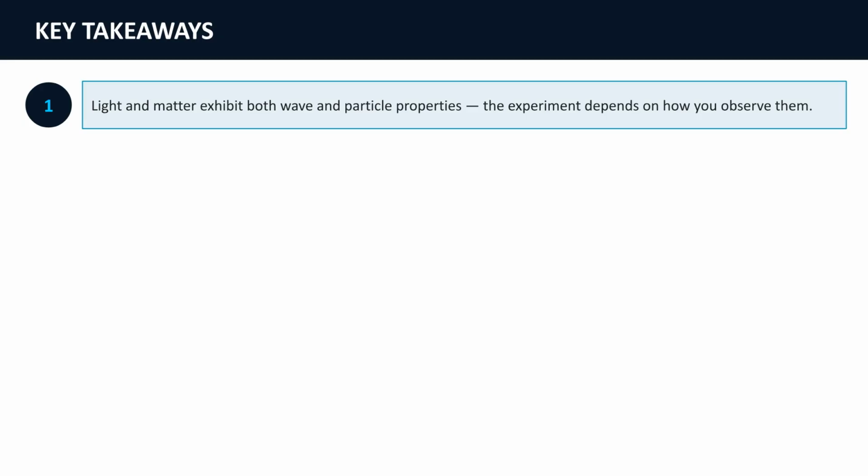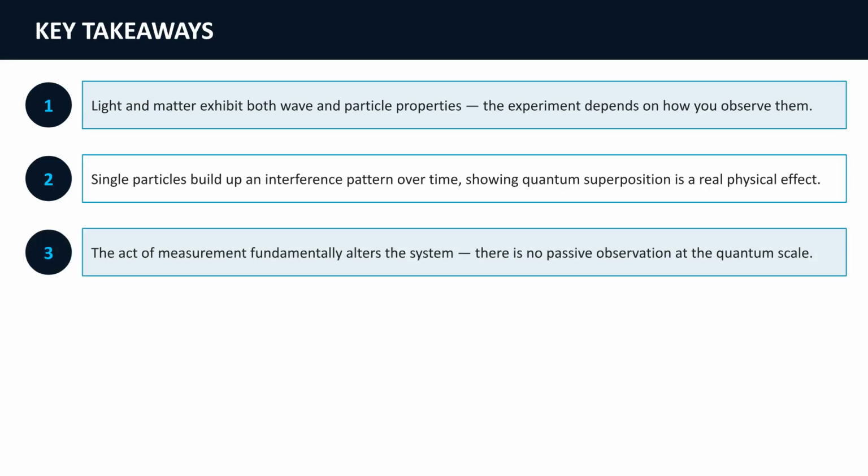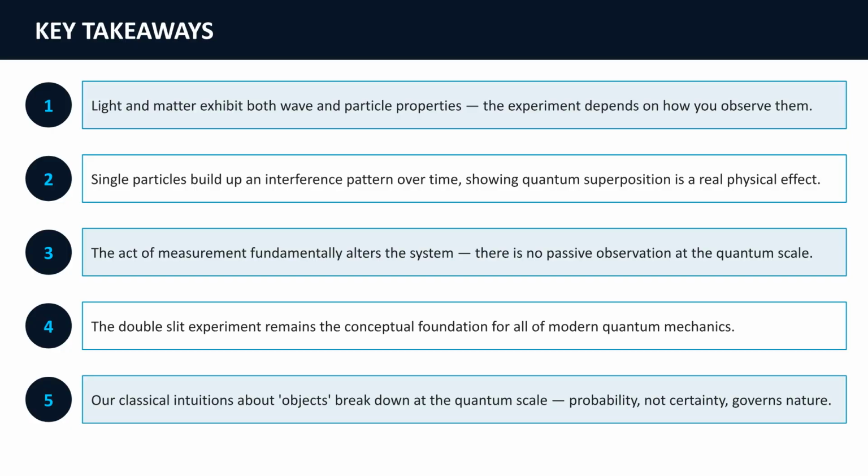Let's summarize the key takeaways. First, light and matter exhibit both wave and particle properties, depending on how they are observed. Second, single particles show quantum superposition by building up an interference pattern. Third, the act of measurement alters the system. Fourth, this experiment is the conceptual foundation of modern quantum mechanics. Finally, classical intuitions break down at the quantum scale, where probability governs nature.